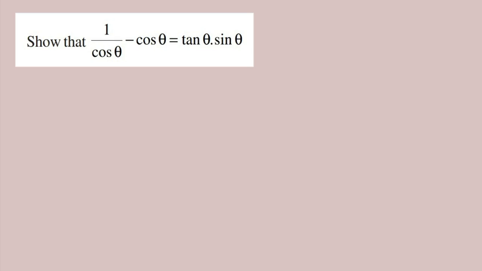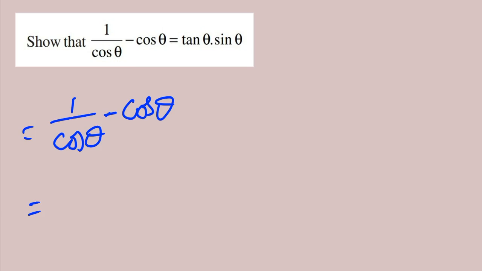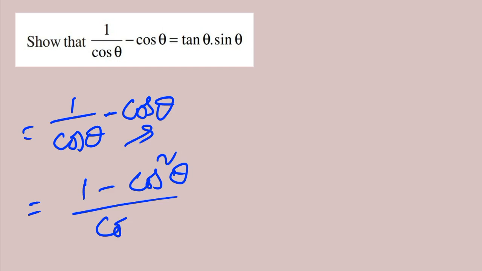Yes, here is another problem: 1 by cos theta minus cos theta is equal to tan theta into sin theta. So here I am going to take 1 by cos theta minus cos theta. I'll take the LCM. If I take the LCM, what happens? Cos into cos, cos square theta by cos theta. But we have to prove tan and sine.